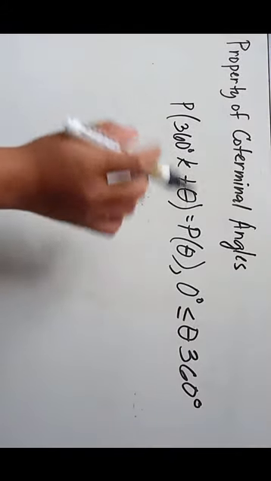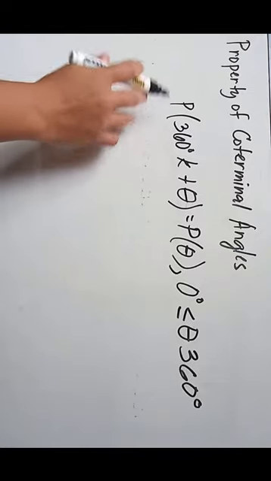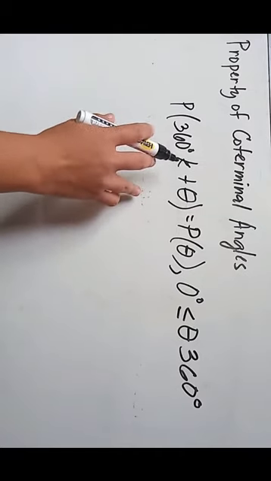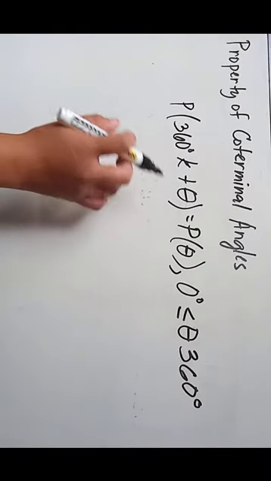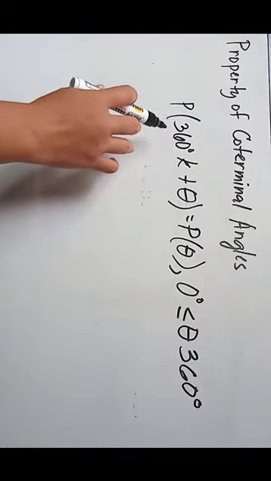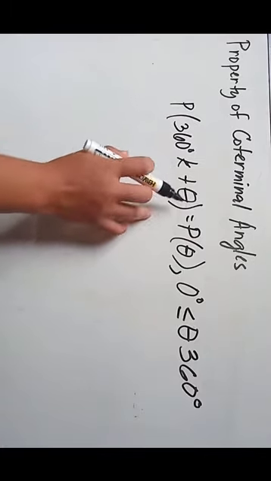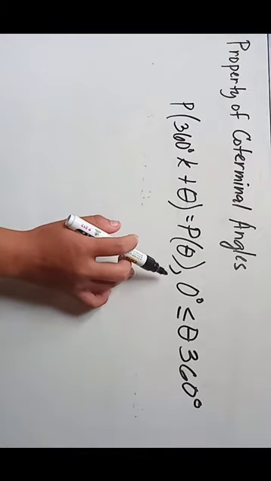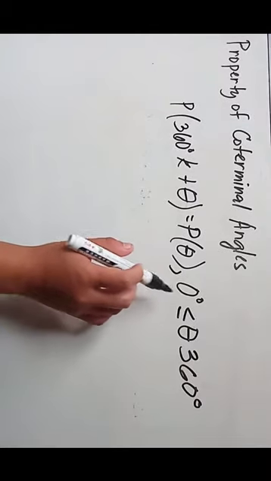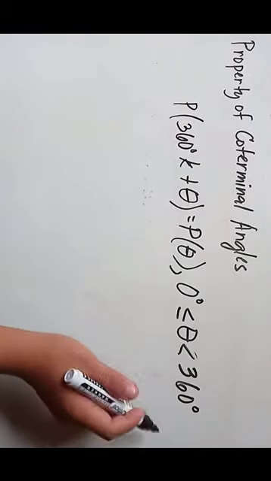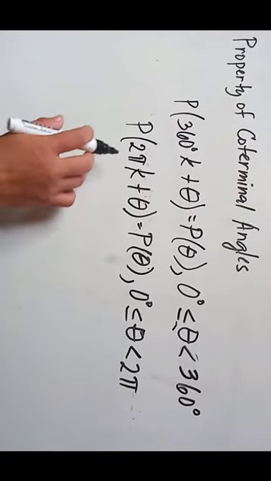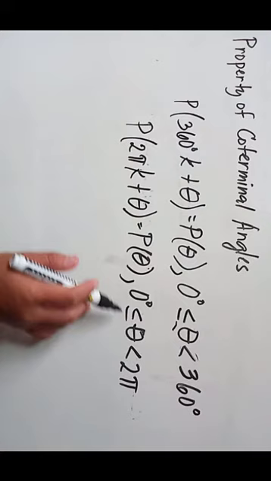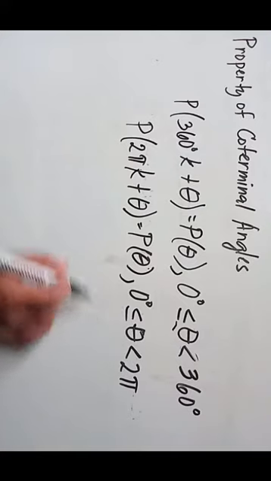We also have the property of coterminal angles. If P is a point denoting an angle exceeding 2 pi, or approximately 6.28, or 360 degrees, we reduce the angle by cancelling out multiples of 360 degrees. We have the property: P of 360 degrees K plus theta is equal to P of theta, where theta is greater than or equal to 0 degrees but less than 360 degrees. Or in radians, P of 2 pi K plus theta is equal to P of theta, wherein theta is greater than or equal to 0 but less than 2 pi.